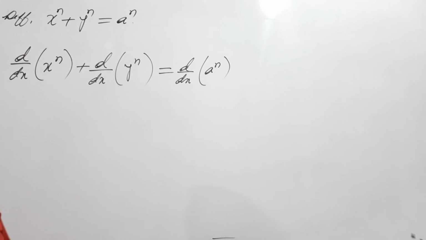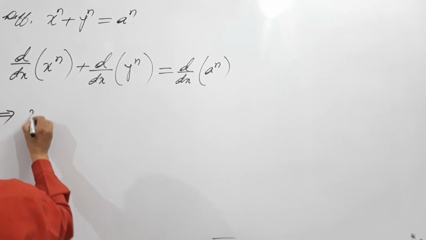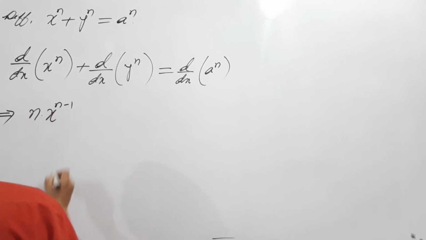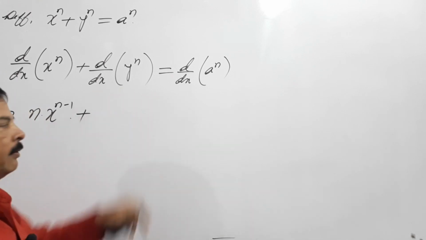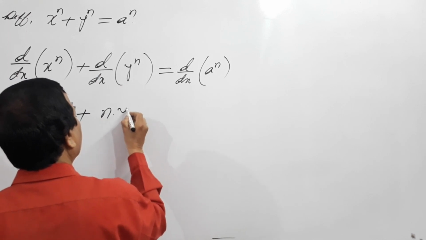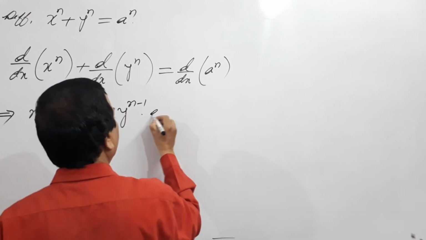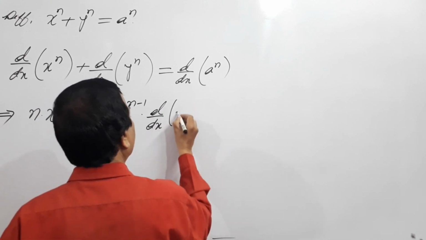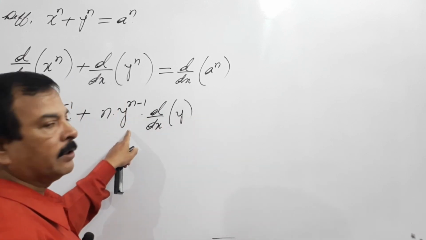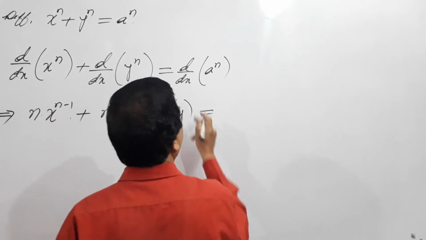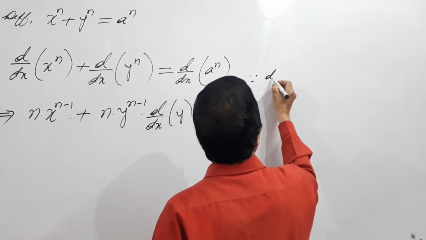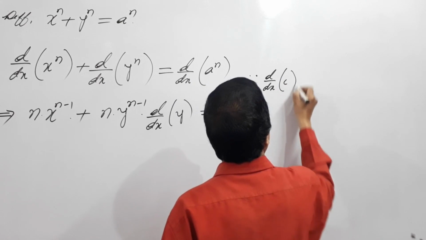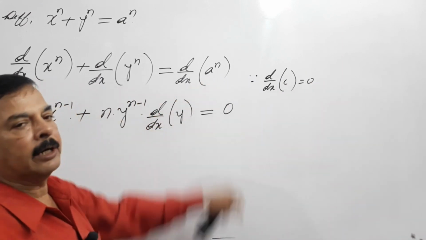So we have to differentiate this. Once you differentiate this, what happens? This is n into x to the power of n minus 1 plus d by dx of y to the power of n. Similar to this, this will be n into y to the power of n minus 1 d by dx of y, because we have to differentiate y also, and the derivative of a constant is 0, since d by dx of constant equals 0. So the right hand side becomes 0.